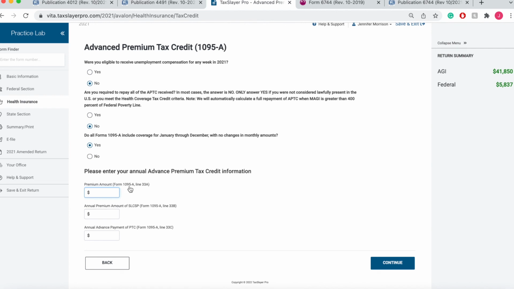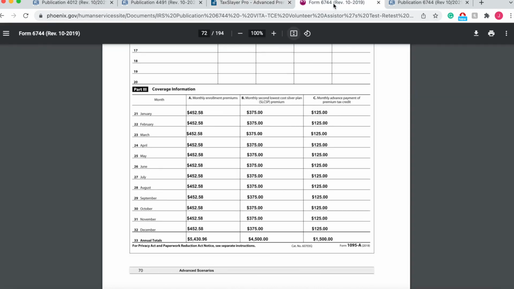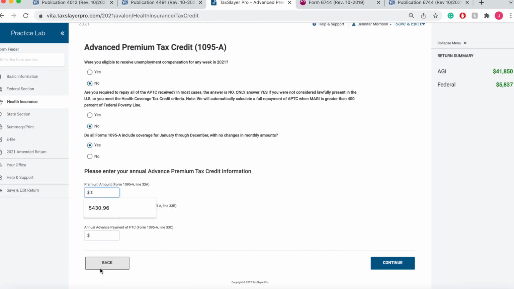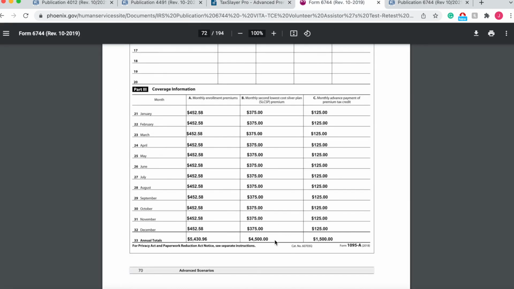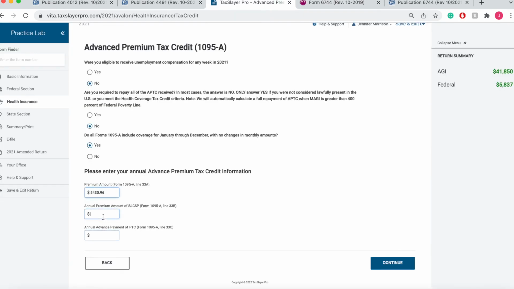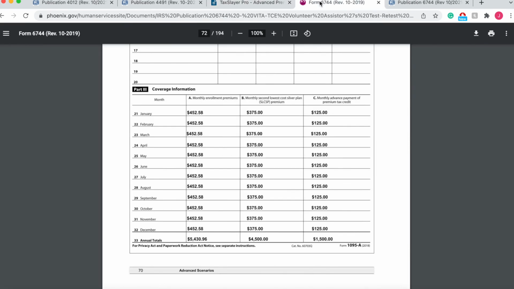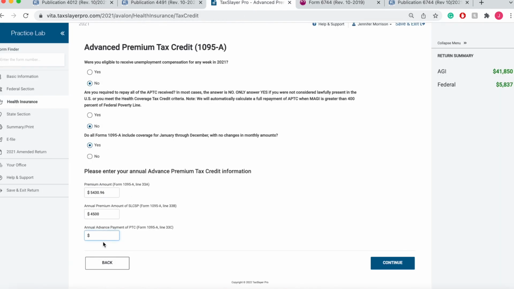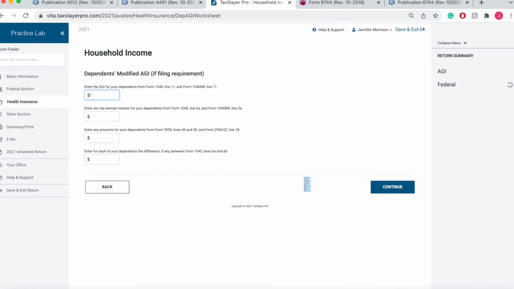It's going to literally spell it out for us: 1095-A, line 33A. So boom, that's the number right there. We're going to enter 5430.96. Now we're going to go to 33B right here again, 4500. Enter that there. 1500 there at the end. Pretty sure I clicked there very quick. Yes, 1500. And so there we go. We're just going to click continue.